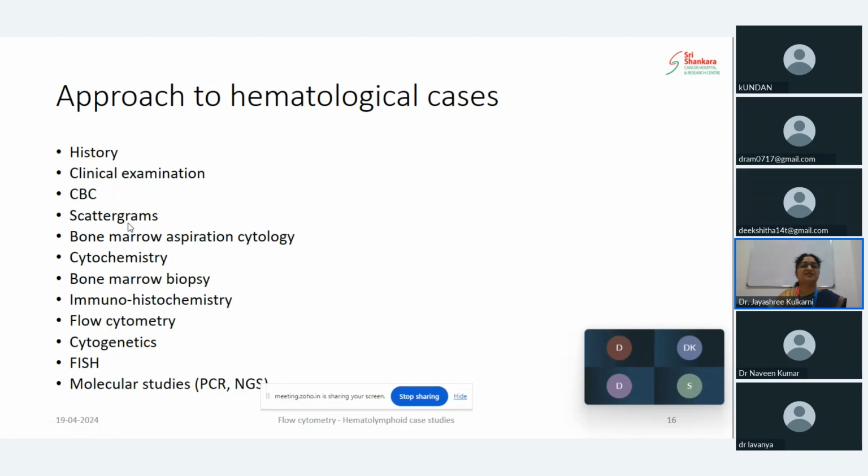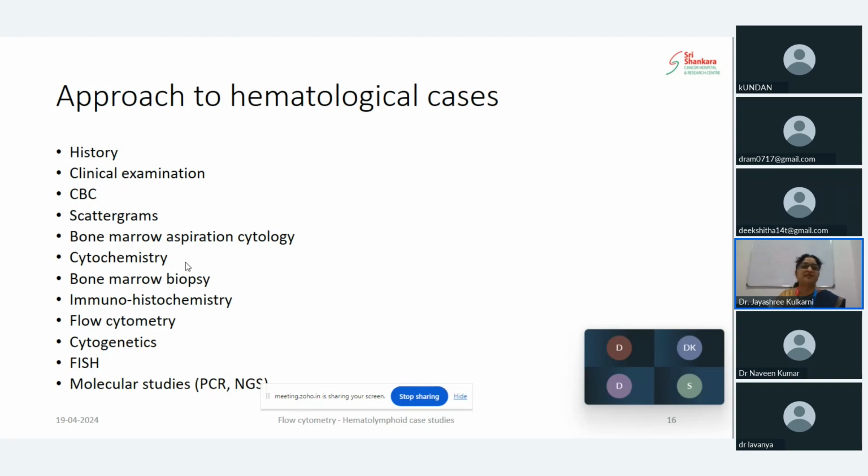Each and every CBC that you run in your lab, make sure that you look at the scattergrams. There is a lot of information which gets wasted if you are not looking at your scatter plots. Just like in flow cytometry plots, which I showed you, I'm sure all of your CBC Coulters have scatter plots, and there is immense information. You must see every CBC's corresponding scatter plot. That will give you a lot of information. We pick up a lot of leukemia cases with normal CBC counts as we keep looking at the scatter plots.